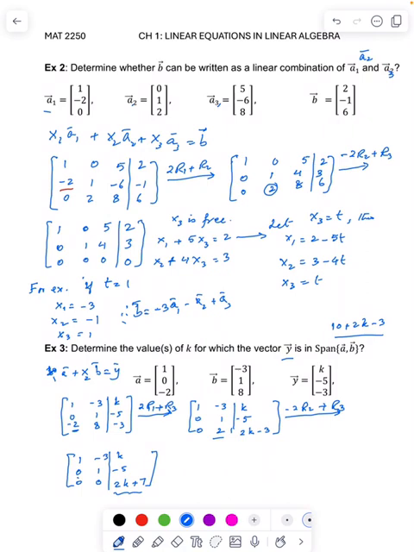So in order for y to be in span AB, we must have 2k plus 7 equal to 0, which gives us k equal to -7/2. So that's it. We'll now go to section 1.4.